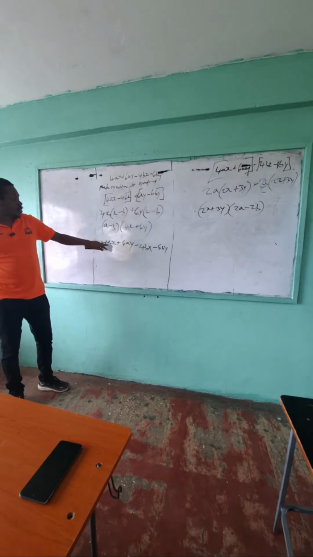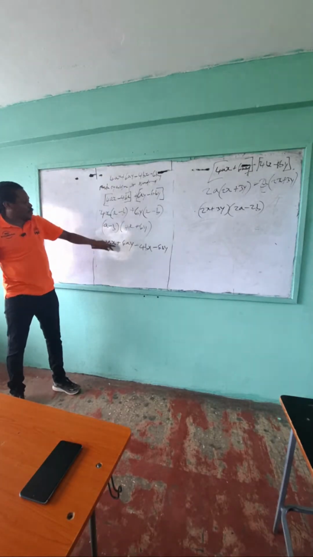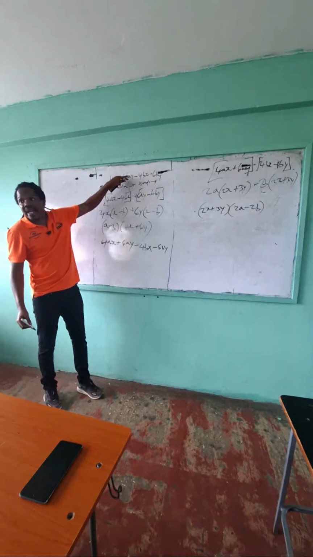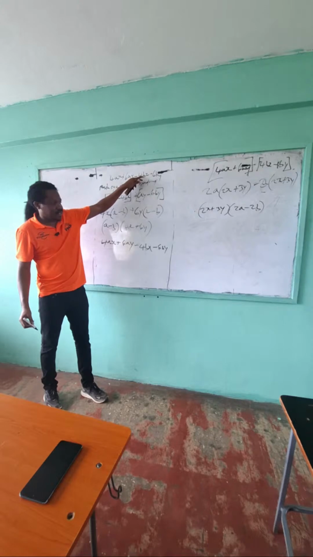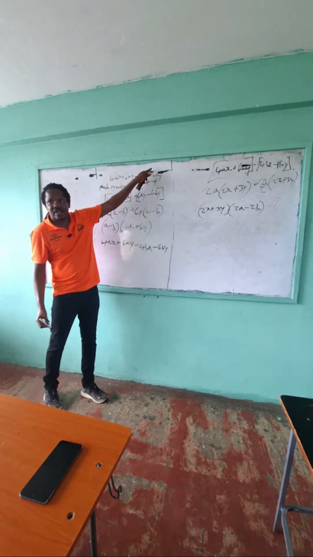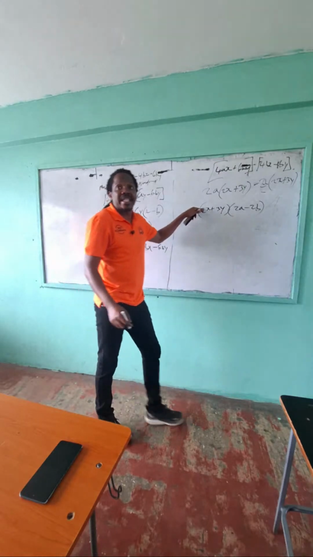Look at this. 4ax plus 6ay minus 4bx minus 6by. You see that? Alright, we are going to expand this now.